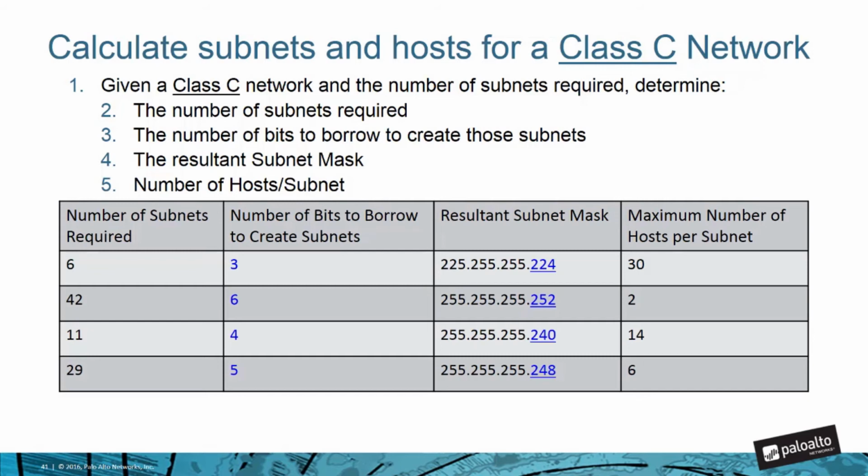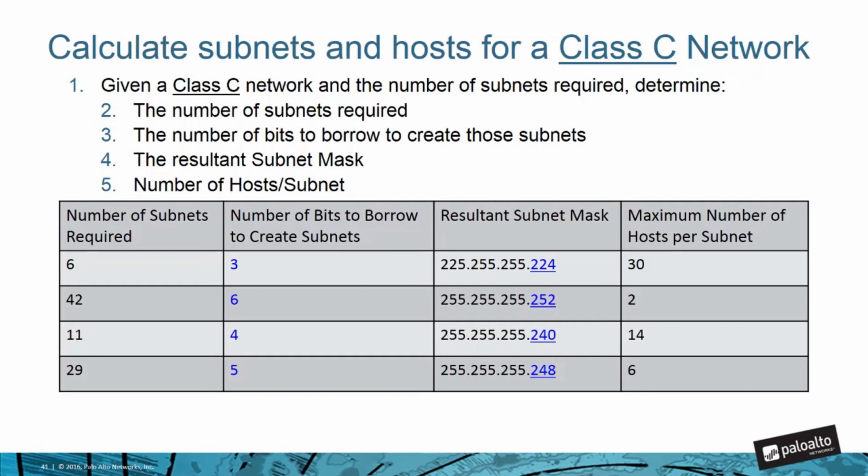And then as you go down through the rest of the table, you can see that if you wanted 11 subnets, you'd have to move to the next highest level. You'd have to borrow 4 bits in order to create that many networks. It's going to give you a subnet mask of 240 with 14 hosts.